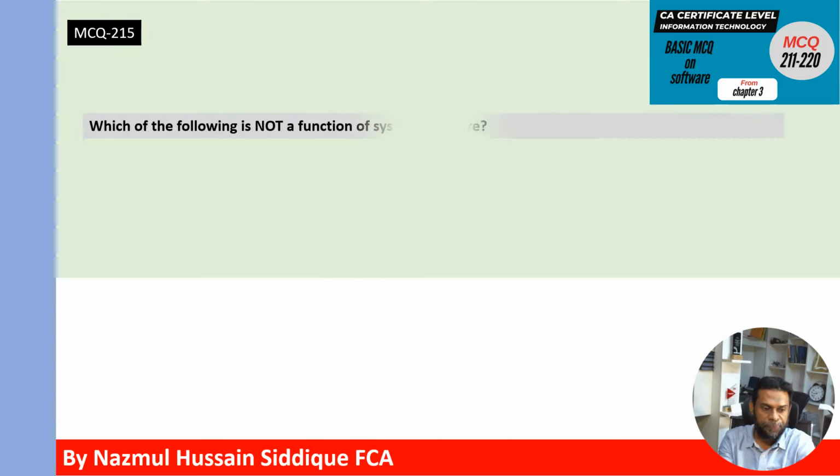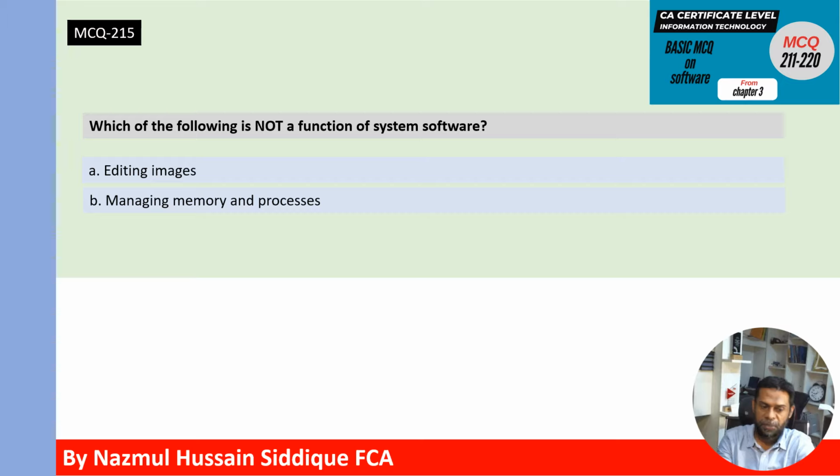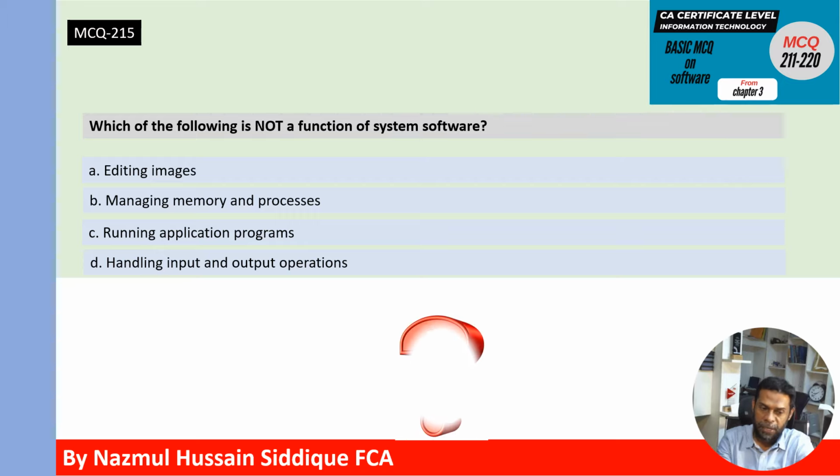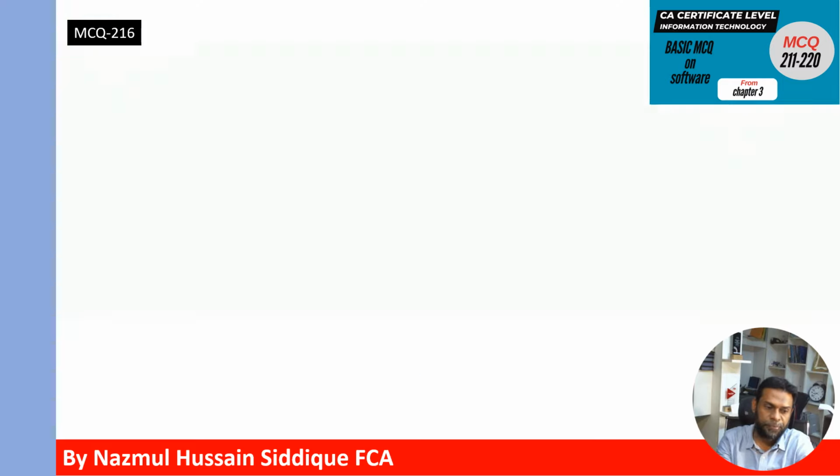Next one. Which of the following is not a function of system software? Option A, editing images. Option B, managing memory and processes. Option C, running application programs. Option D, handling input and output operations. Which one is not a function of system software? The correct option is A. Editing images is not a function of system software.